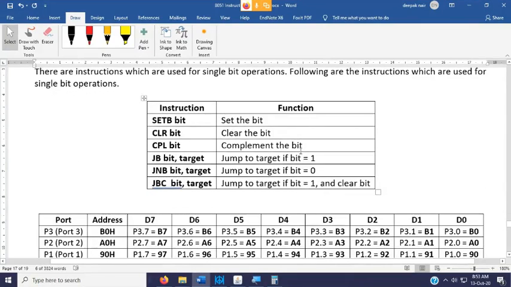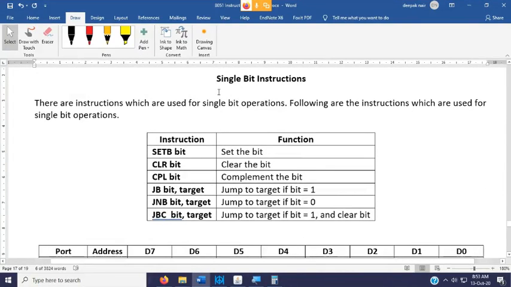A kind of comparison. Now coming to some important features, single bit instructions. Single bit instructions means those instructions which work only on a bit, not on the whole 8 bits, which you can use to specifically operate on a particular bit. So those instructions are set bit, clear bit, and complement the bit. So if the bit is 0, make it 1. If it is 1, make it 0. So complementing means make it 0 to 1 or 1 to 0.